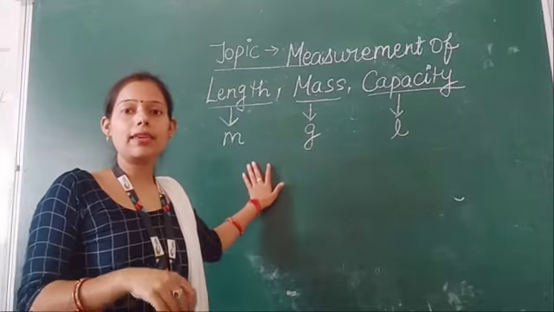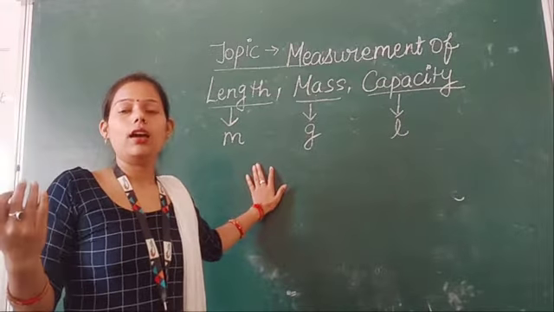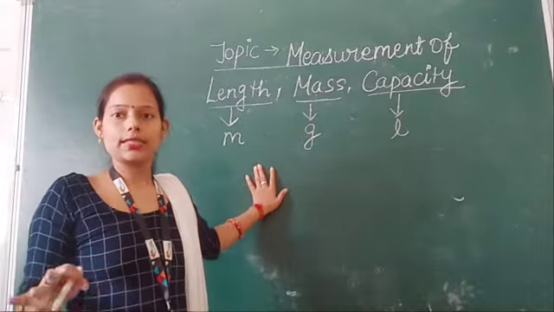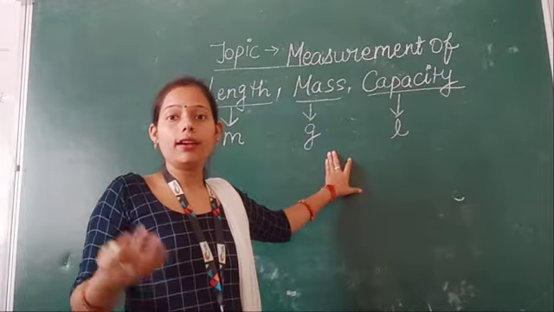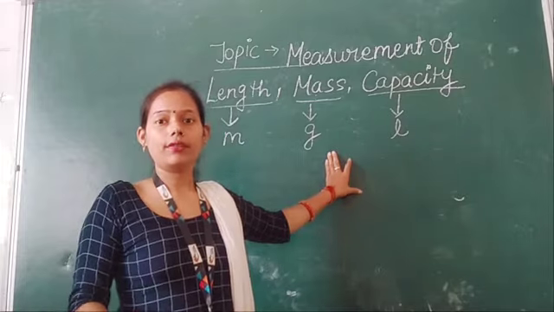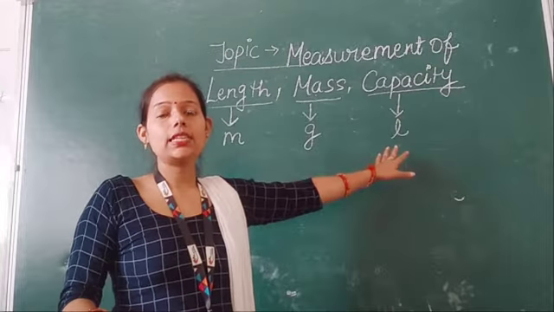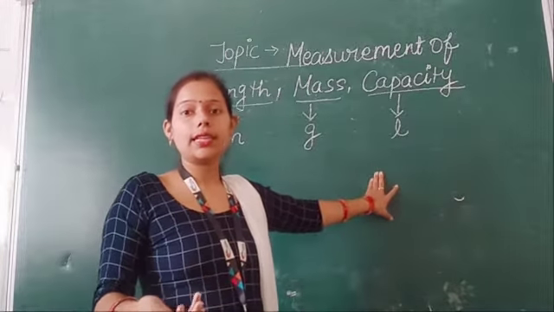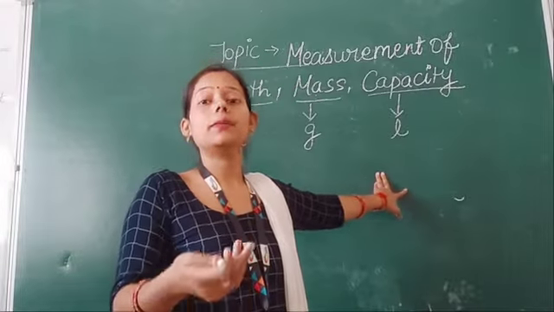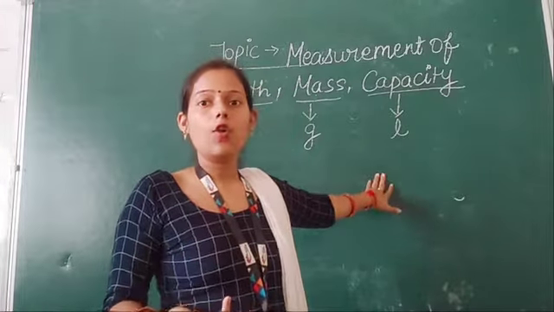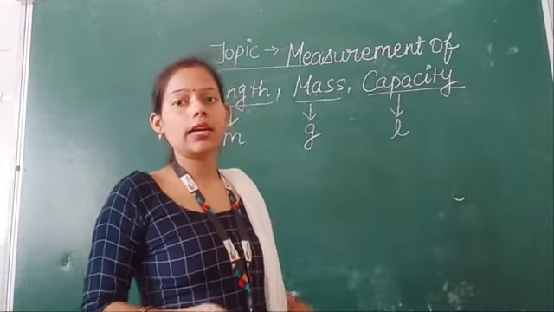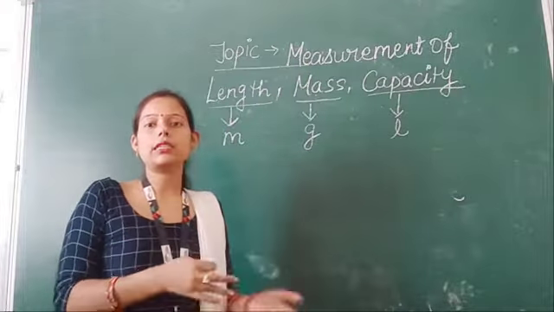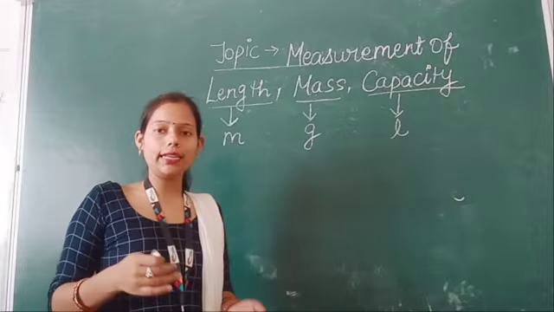Length is used for measuring the height or distance. Mass is used for measuring the weight, like how many kilos I weigh. And capacity is used for measuring liquid things like 1 liter milk or 1 liter oil and so on. So these are the three units we have to measure different things in our daily life.